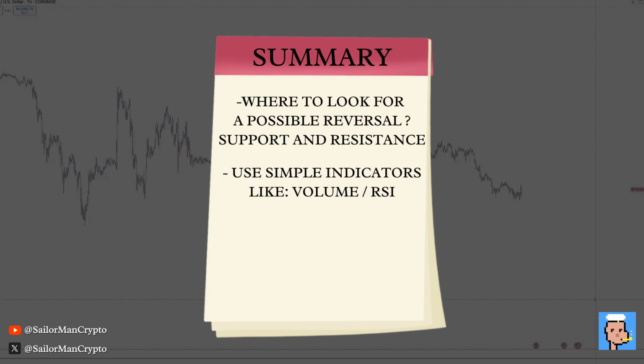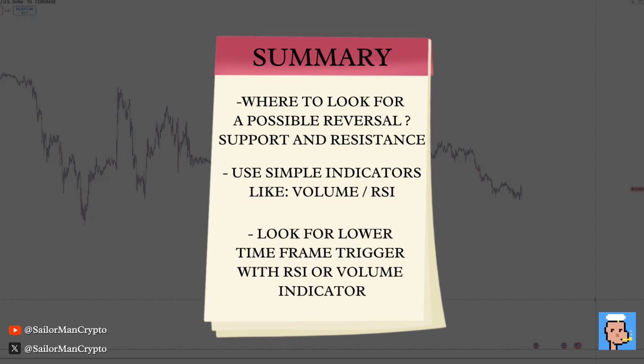Finally, how to trade a trend reversal is to look for a lower time frame trigger along with a momentum indicator like volume and RSI, and to place stop loss or invalidation on the market structure, because if it's a trend reversal, the market structure should break in the opposite direction, and to always have, at the beginning, very conservative take profit levels, because we are playing against the trend, so our expectation should be limited.